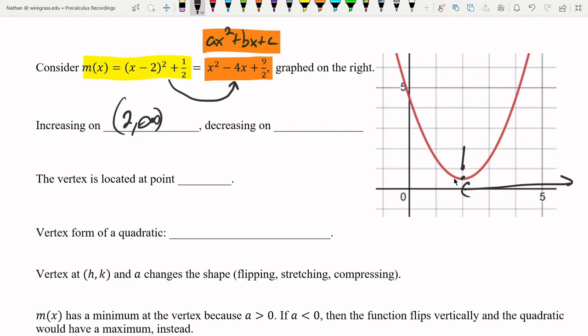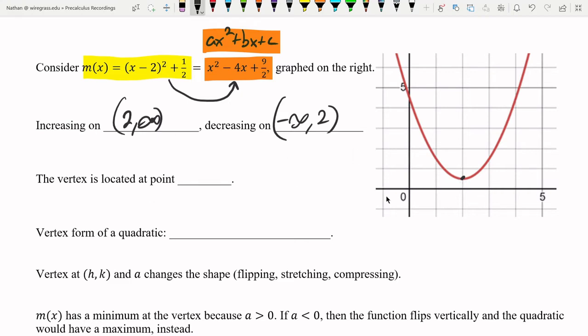and decreasing on this portion of the domain. On this side, as you go left to right, always think about left to right here, we're going downward, so it's decreasing, then it bottoms out for a moment, and then it goes upward. So it's decreasing from negative infinity to 2.